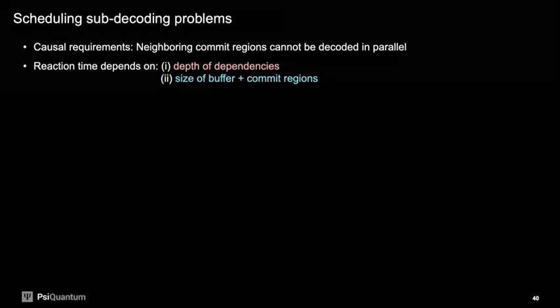And then with that, you basically just want to try and minimize the reaction time. So the reaction time depends on the depth of dependencies, the number of decoders that need to communicate in a chain, and also it depends on the size of the buffer and commit, because that determines how long it will take to decode each problem.